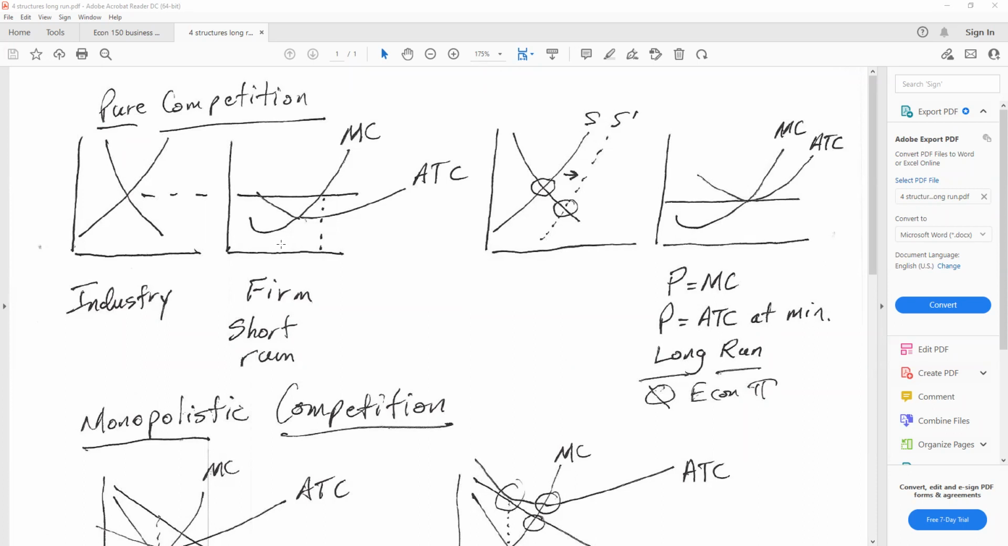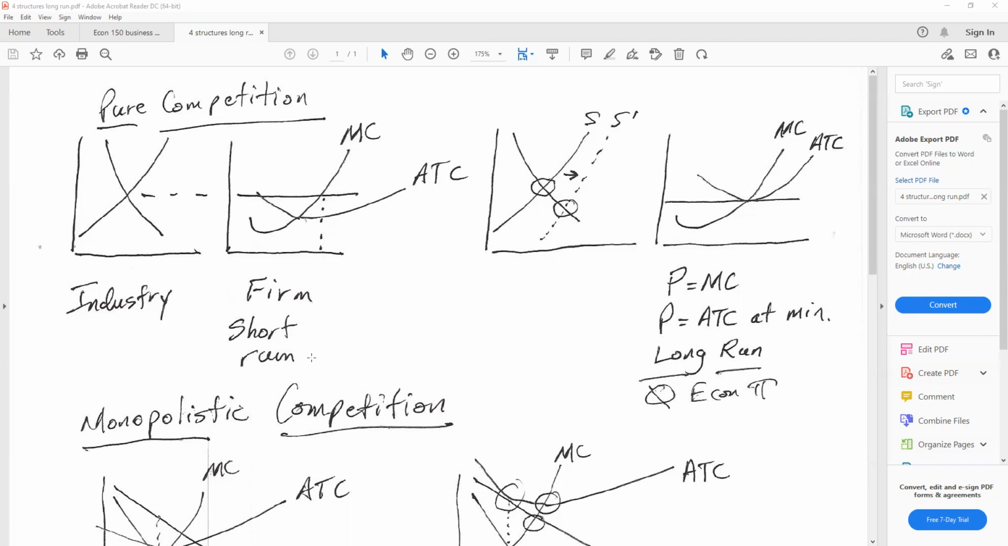And we recognize that in terms of pure competition, there are many, many sellers. There is a product that is homogeneous or a standardized product. It has no market power. It has to take the price that's given to it by the market. And there are very low barriers to entry. As a result of this, pure competition has some unique characteristics. Let's talk about those a little bit.